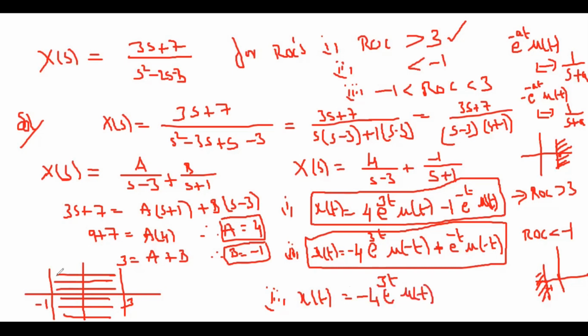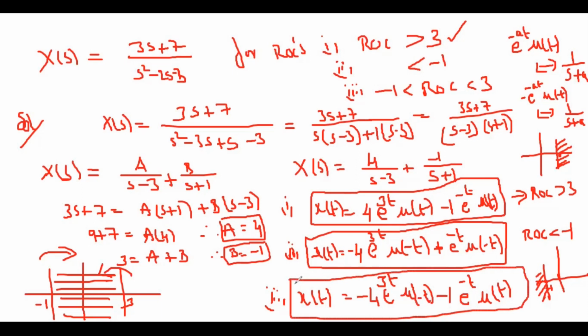But 1 is greater than, towards the positive real axis. 3 is towards the negative real axis. So the 3 value you can write as a negative real axis value, and 1 we can write as a positive real axis. So e power minus t mu of t I am writing. Here it is mu of minus t. Remember, my students, it is mu of minus t. Got it?